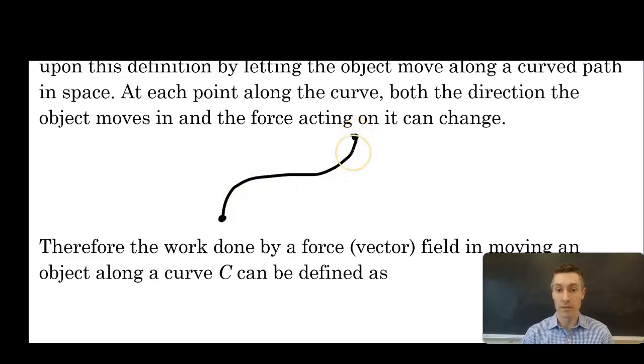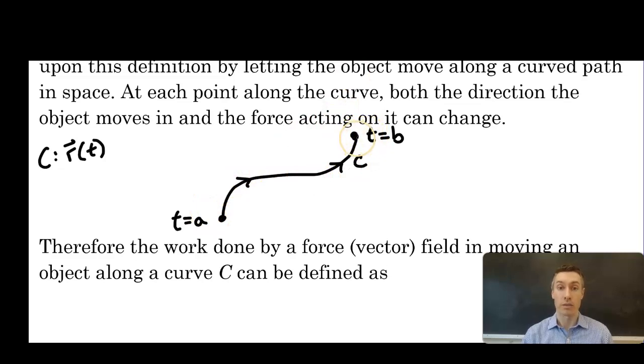So we have a curve C, right? So that's our curve C. And let's say we start at t equals a, we go to t equals b. So the direction we're moving in is shown by those two little arrows. And we'll say that C is parameterized by the vector function r of t. So that's the curve that we want to move along.